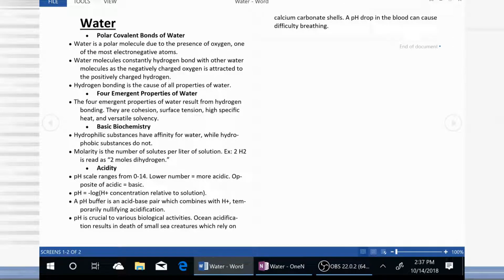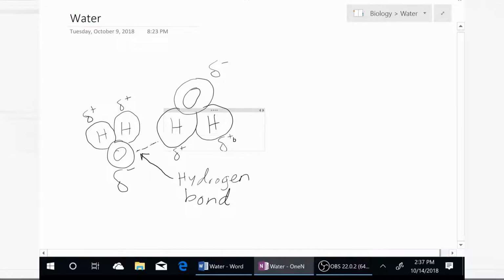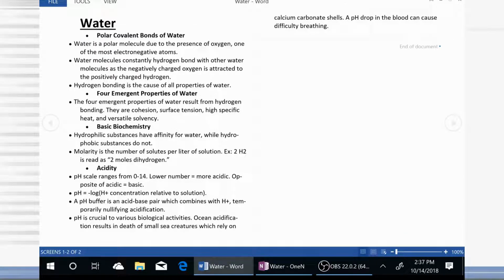So then we move on to our four emergent properties of water. These are cohesion, surface tension, high specific heat, and versatile solvency. So cohesion is the ability of water molecules to kind of stick to each other, and this happens primarily because of hydrogen bonding. And despite hydrogen bonding being really weak, if it happens constantly, it can create a pretty strong force.